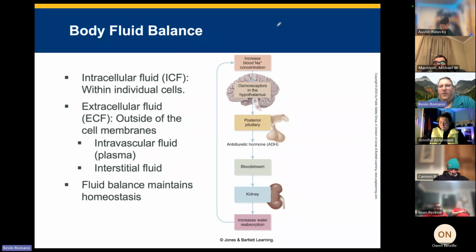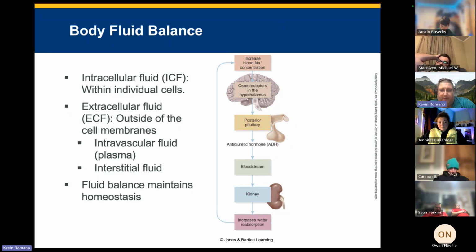All right, so the body fluids are divided into two main compartments, intracellular and extracellular fluid. Intracellular fluid, or what they call ICF, exists in individual cells and equals approximately 40 to 45% of the total body weight. Extracellular fluid, or ECF, exists outside the cell membranes and equals approximately 15 to 20% of the total body weight. So ECF is divided into intravascular fluid and interstitial fluid, right?